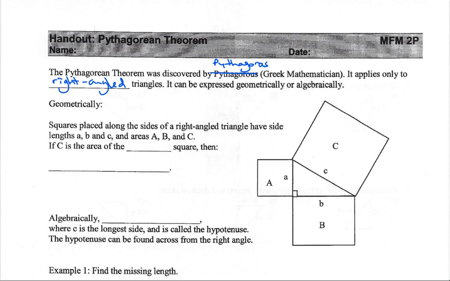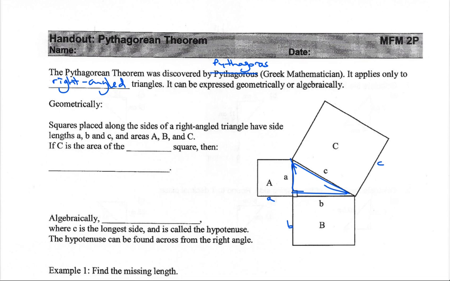And it can be expressed geometrically or algebraically, so I'm going to show you. Geometrically, what it means is that if you have this right-angled triangle with side lengths A, B, and C, and you construct a square with side length A by A, and then another square with side length B by B, so this is B and this is A, then the areas of those two squares will add up to the area of this other square that is C by C.